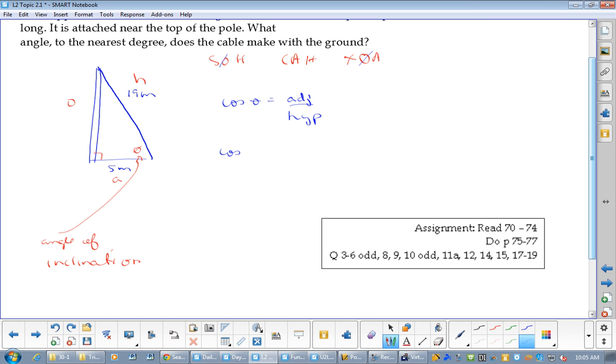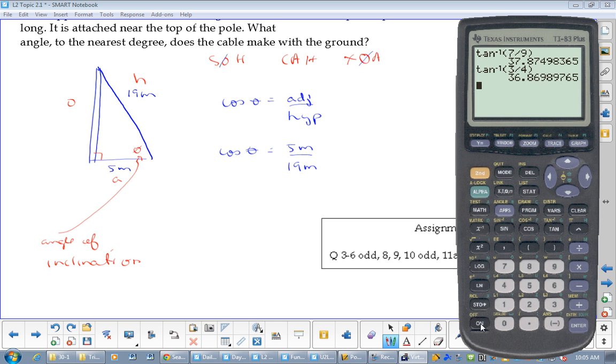Cos, the unknown is theta, so I'm going to put that. The adjacent is 5 meters. The hypotenuse is 19 meters. I'm just substituting right from my formula. Now, since we're finding an angle, what are we going to do? Second cos of 5 divided by 19. It asks to the nearest degree, so theta equals 75 degrees.